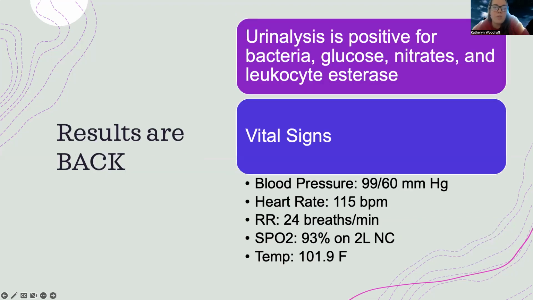So our results are back and the urinalysis is positive for, and this is your little reminder if you don't remember, I guess I'm giving you a hint, that there's something not good here. The urinalysis is positive for bacteria, glucose, nitrates, and leukocyte esterase. And so you have to ask yourself, is there supposed to be bacteria in your urine?